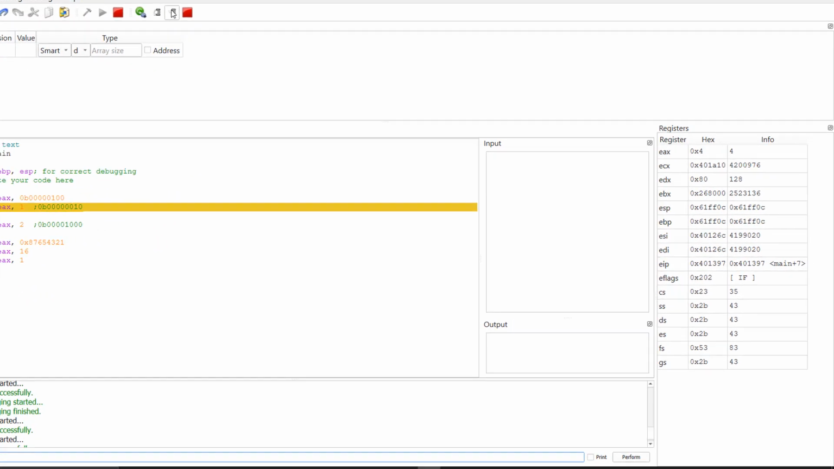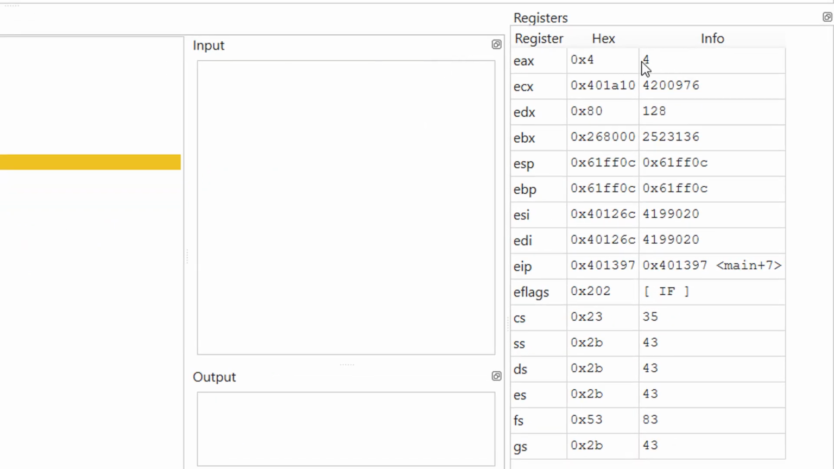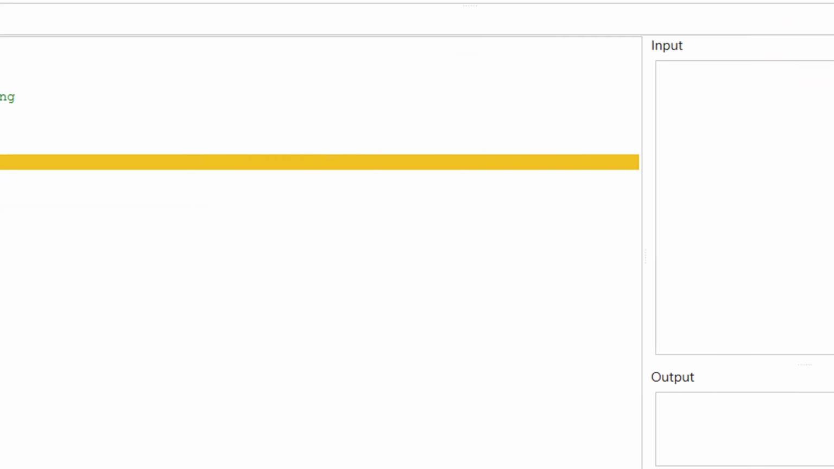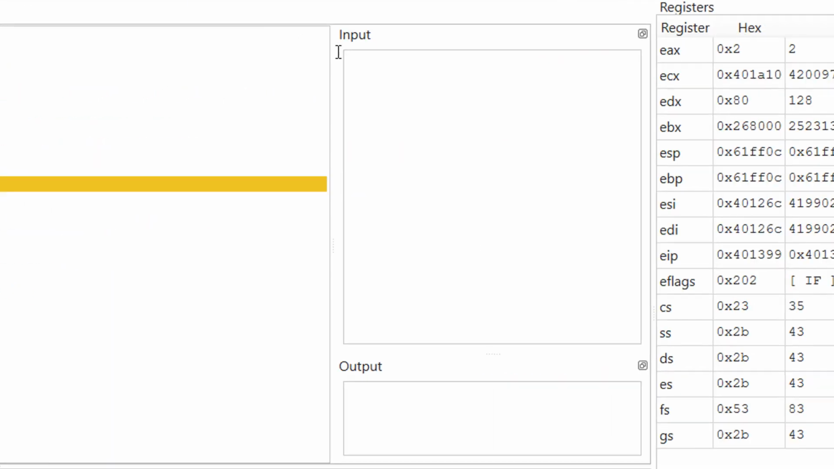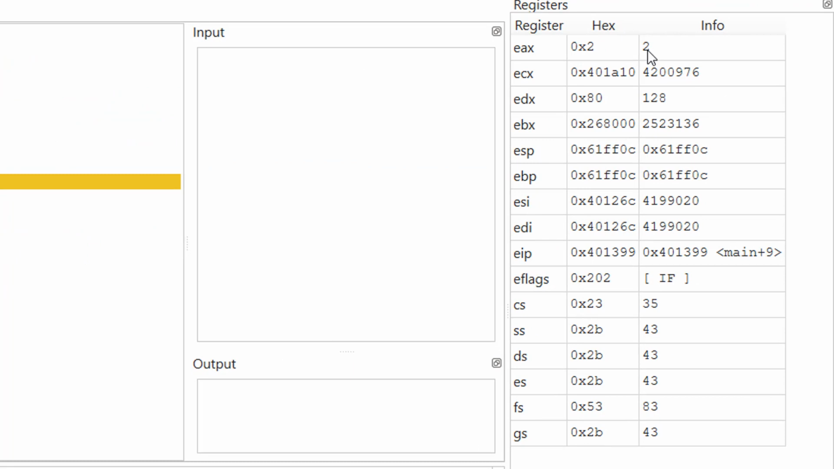So let's assign the 4 into EAX. And then we are going to shift right one position. So after shifting right one position, this 0 is out of the register and it's going to be 0, 1. So you see here, it's divided by 2. Shift right one position, divided by 2.